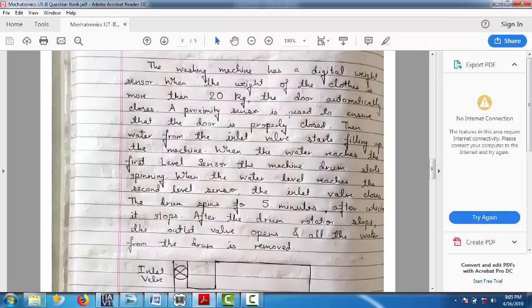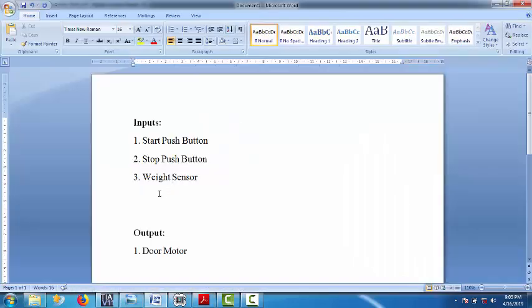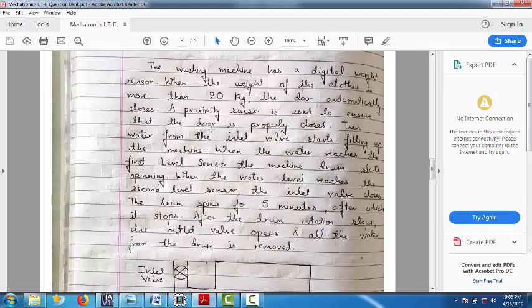Moving on, a proximity sensor is used to ensure that the door is properly closed. So there is a proximity sensor that checks whether the door is closed properly or not. A sensor is always an input. So the next thing we have is a proximity sensor. We will call it a door proximity sensor.